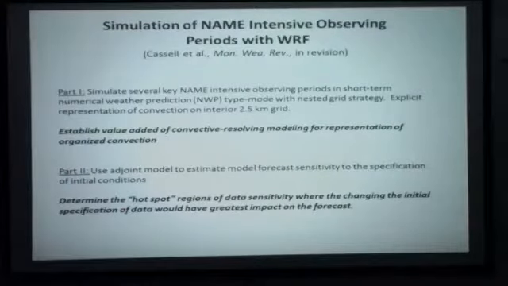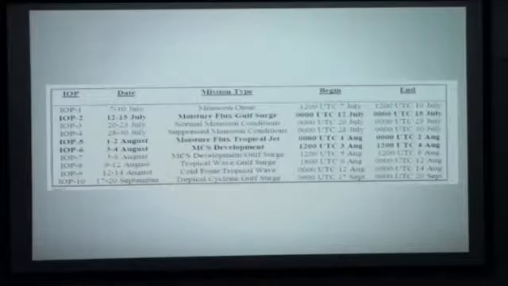Part two, which relates more to the GPS data, TPW assimilation that we're trying to do with Yolande, Avi, and Jamie, is to estimate the model sensitivity to the specification of initial conditions. In a quantitative way, we determine hotspot regions of data sensitivity by changing the initial specification of data and seeing the impact on the forecast. The NAME intensive observing periods are all indicated here.